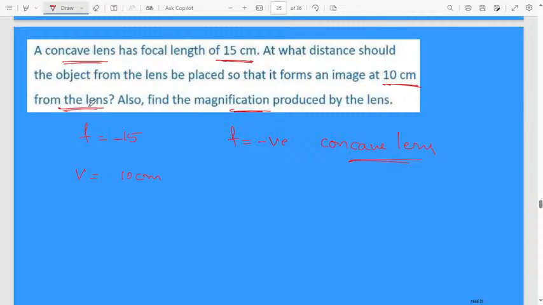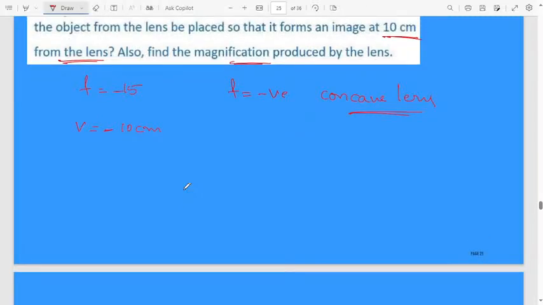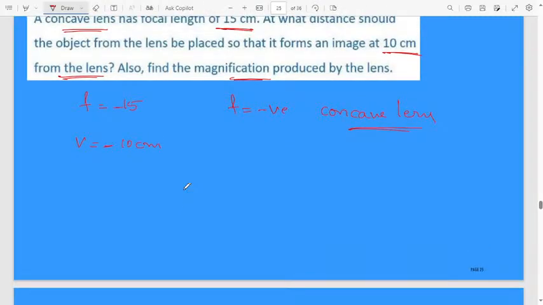From the lens means you are getting the image in front of the lens. In front of the lens it will be minus. Okay, consider the lens formula. Here also in the case of a concave lens or convex lens, if the object distance or image distance is in front of the mirror we will consider as negative, behind the mirror we will consider as positive. Then the image forms at 10 centimeter from the lens. From the lens means in front of the lens. That's why consider v it will be minus 10 centimeter.